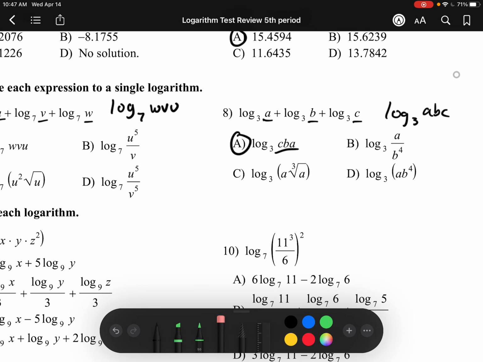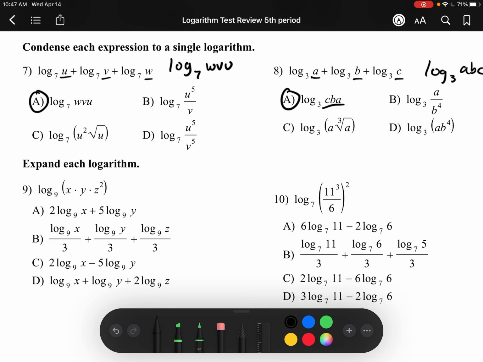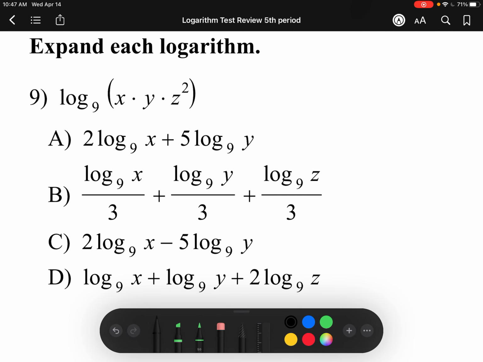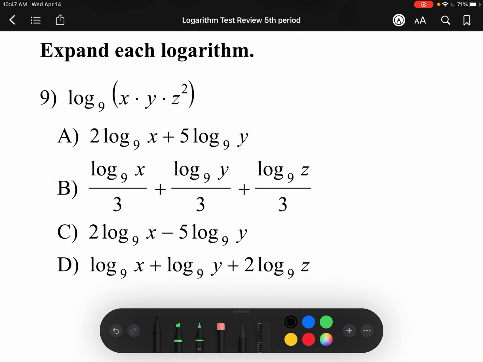All right, so it's going to be your responsibility to look at your notes and understand the exponent and quotient properties when you're condensing. I'm telling you right now, and I told you in class as well, that you're going to have to know that for the test. All right, so for number 9, we're expanding each logarithm.